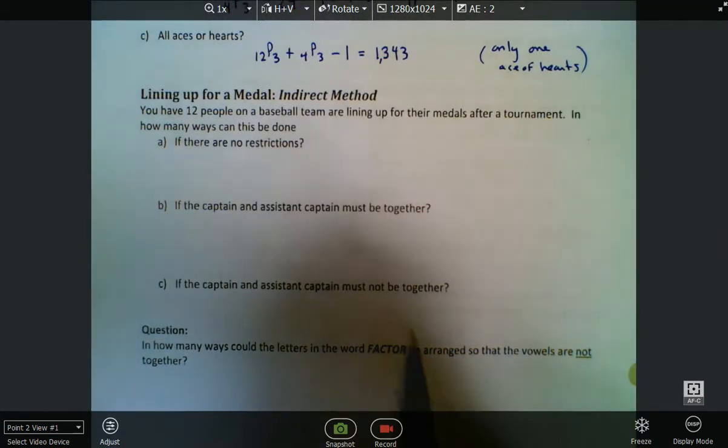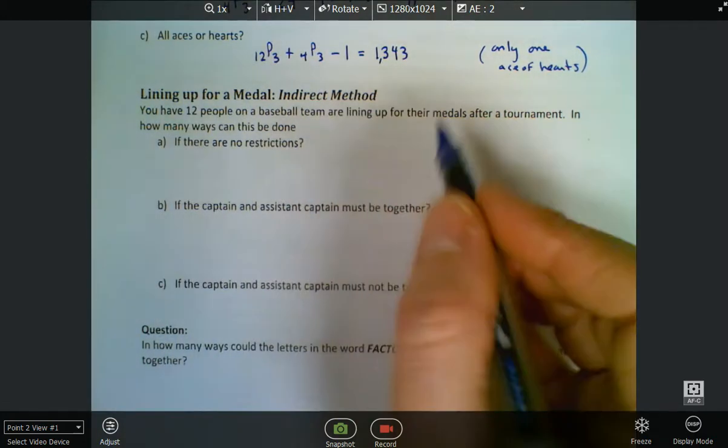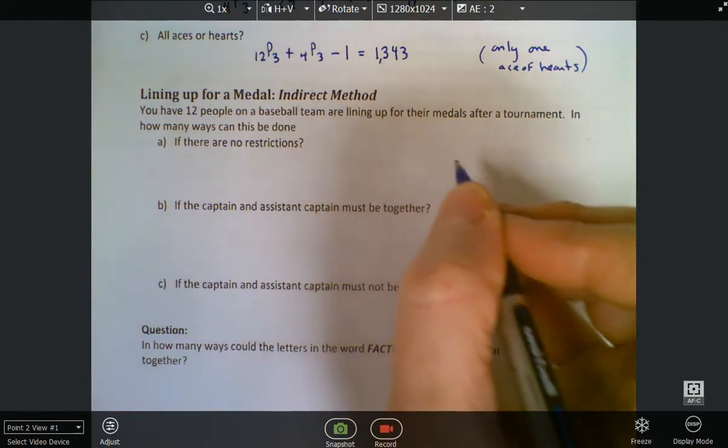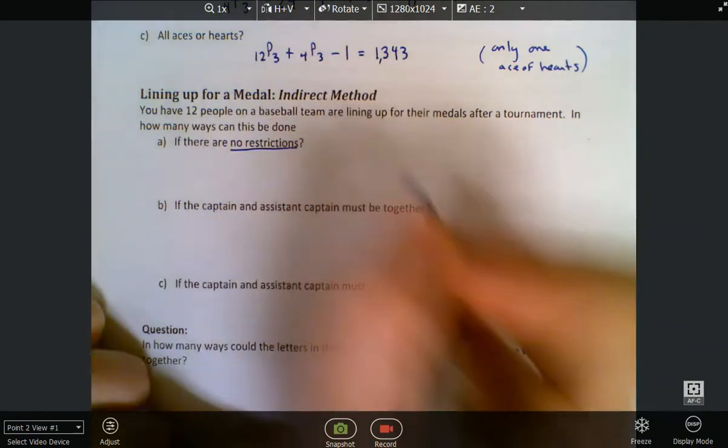Alright, the last example, and then we'll work on the problems that go with this. So lining up for a medal, the indirect method. Let's say that you have 12 people on a baseball team and they're lining up for the medals after a tournament. In how many ways can this be done? And the first option here is with no restrictions.